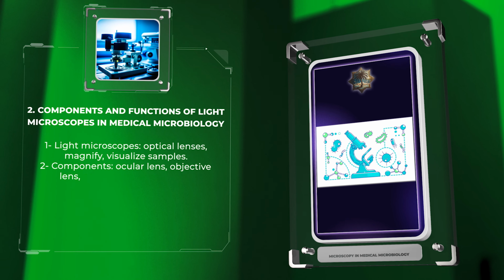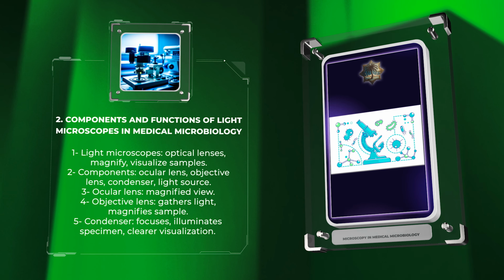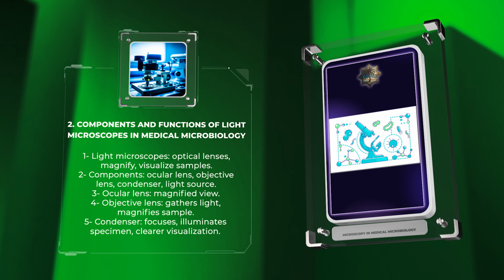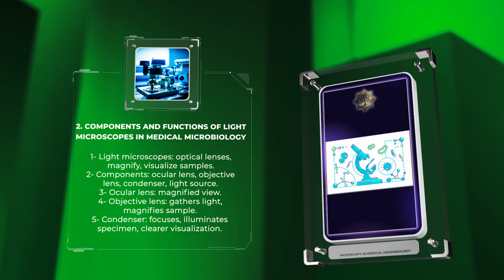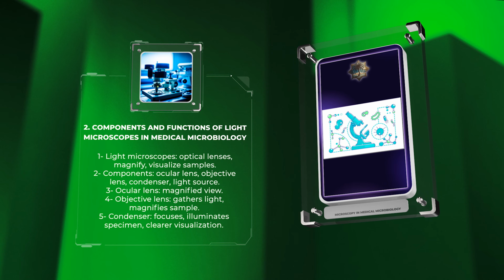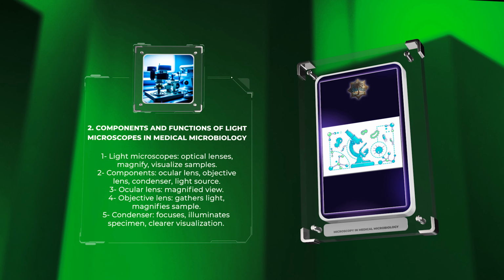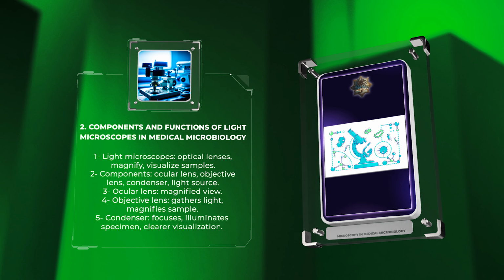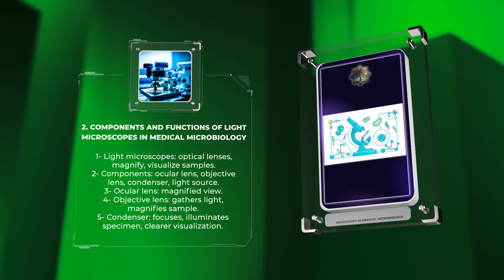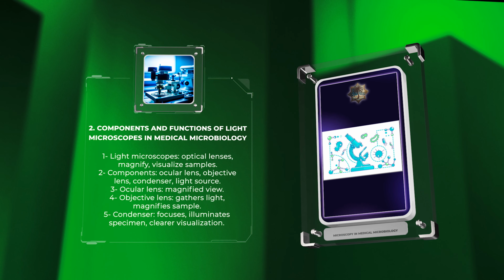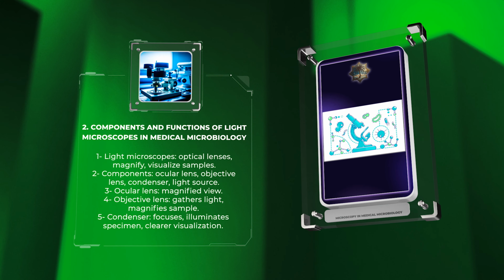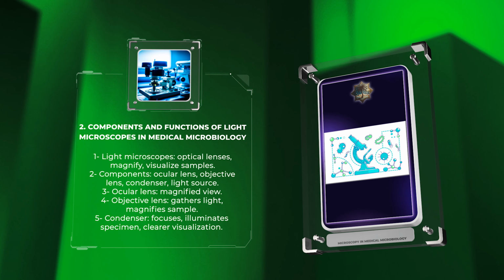Light microscopes, the most common type, employ optical lenses to magnify and visualize samples. They consist of various components such as the ocular lens, objective lens, condenser, and light source. The ocular lens provides the observer with a magnified view, while the objective lens gathers light and magnifies the sample. The condenser focuses and illuminates the specimen, allowing for clearer visualization.